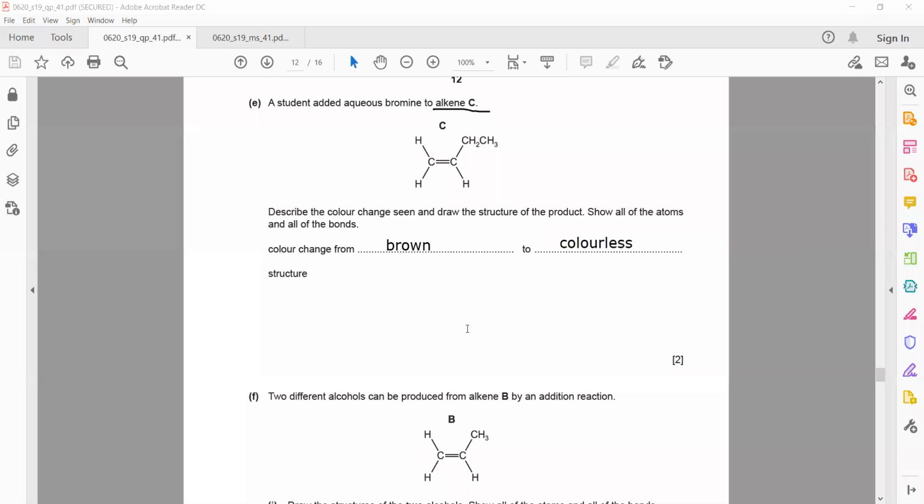And we have to draw the structure. What happened? Why is it colorless? Because when the reaction occurs, this alkene is colorless, and the bromine molecule is red brown. But when it reacts and forms a compound, the double bond will break, and it forms this compound, 1,2-dibromobutane. All these organic compounds you will find don't have color. So this substance is also colorless. So it changes from red brown to colorless.